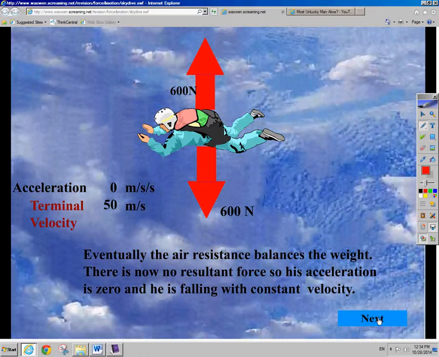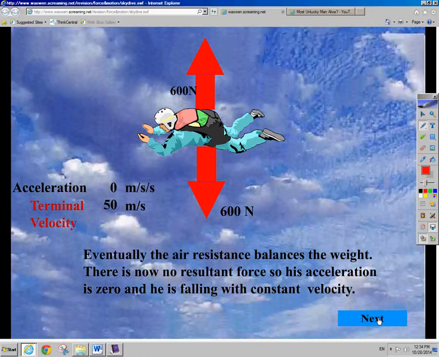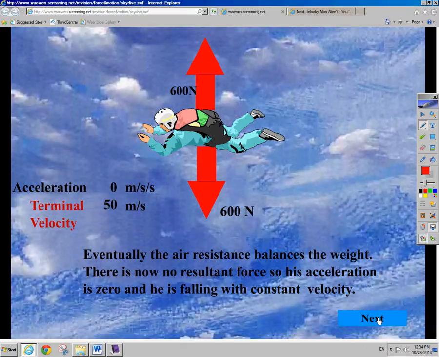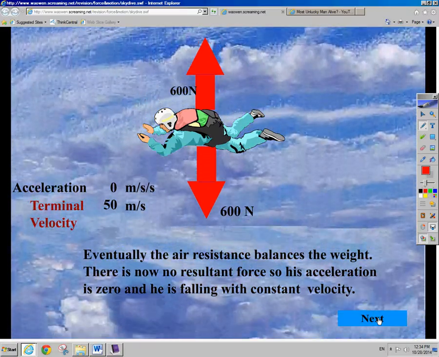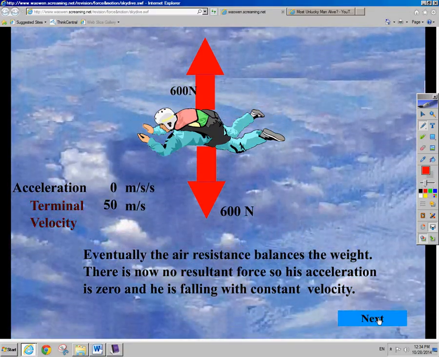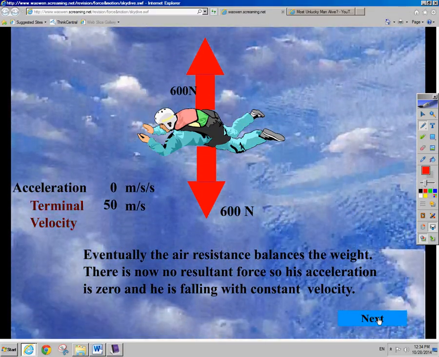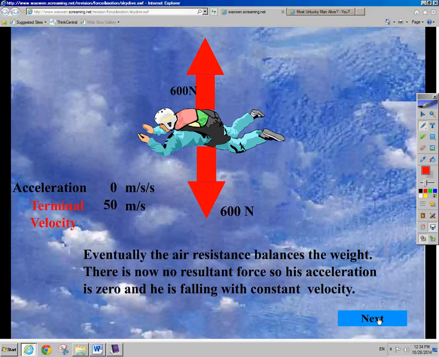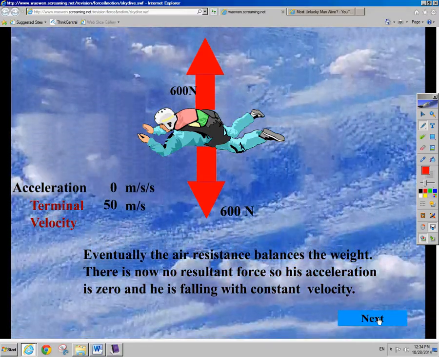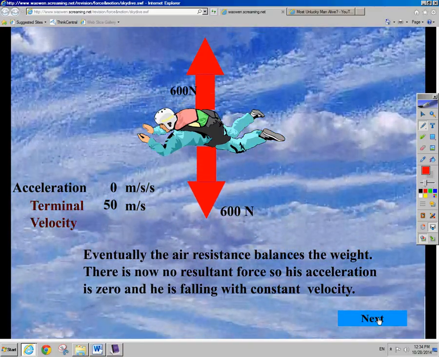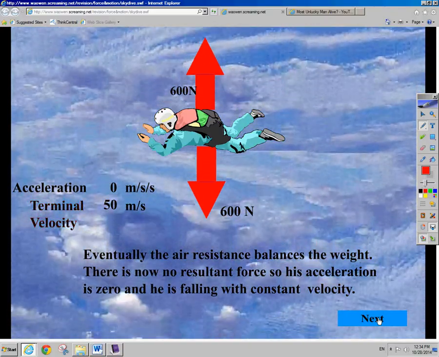So is this more in law number 2 land or law number 1 land? Law number 1. Law number 1 basically says if the resultant force acting on an object is zero, the object is at rest or is moving uniformly. Law number 2 says if the resultant force is not zero, the object is accelerating.